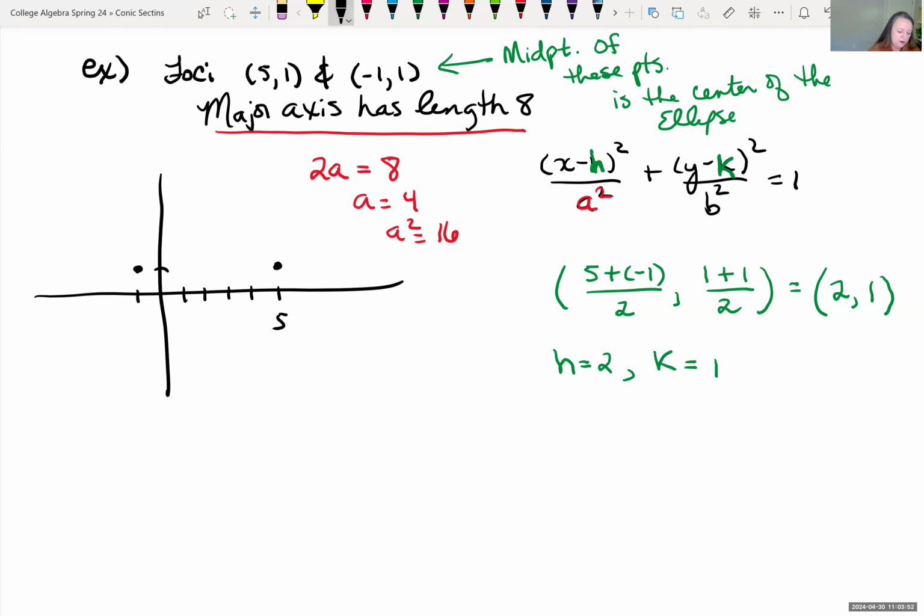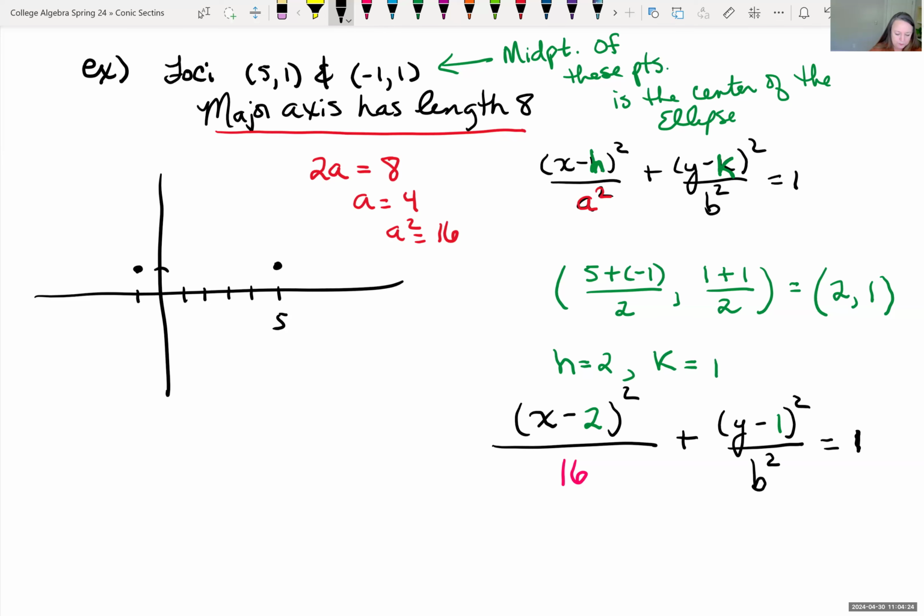So let's go through and plot what we have so far. So we have x minus h, so x minus 2, quantity squared, all over a squared. Well, our a squared was 16, plus y minus k, but k was 1, quantity squared all over b squared. I don't know what b squared is. Equals 1. So I need to figure out what b squared is.